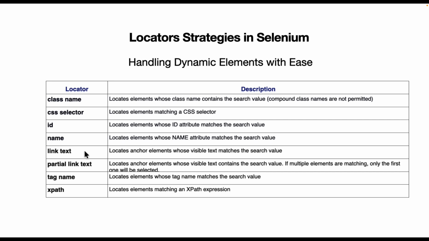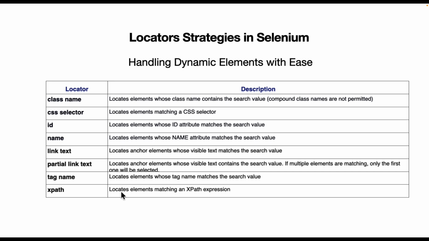Link text: if there is a link and it has some text, by using that text value also we can find the element. Then partial link text and tag name. Tag name is again an element. So HTML, under HTML we have body as a tag, HTML is a tag, h1 is a tag, h2, ul, li, anchor, p are tags. With the help of tag also we can find.